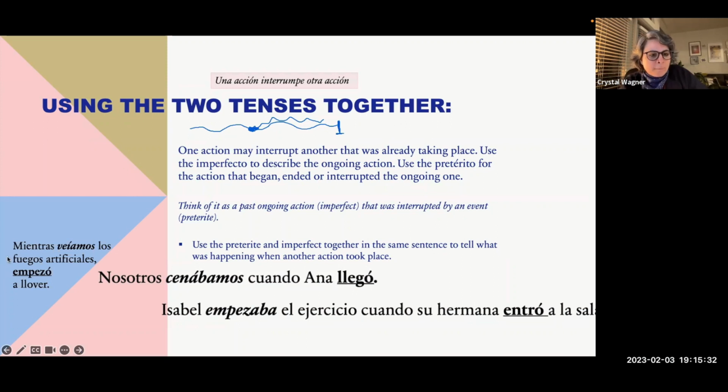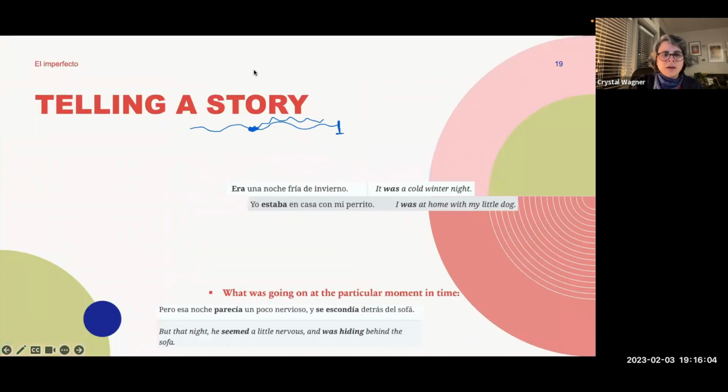Here's another example. Mientras veíamos los fuegos artificiales, while we were watching, and here we have mientras, right? Mientras veíamos, while we were watching the fireworks, empezó a llover. So the same thing happens here. They were watching the fireworks and then, bam, it started raining. So this event interrupts the action, and so it has to be in the preterite because empezó is the beginning of an action, and therefore it would be in the preterite. Okay, to tell a story.